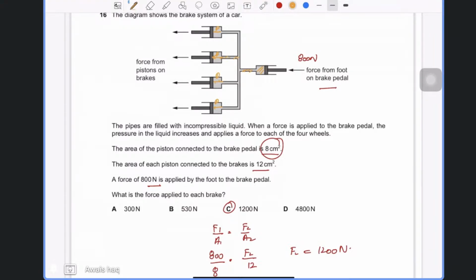Yes. Yeah. The pressure is not divided. It's the same across every section of the whole system. All right. Anything else you would like to ask?